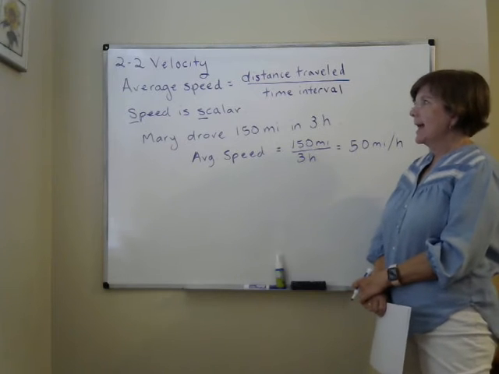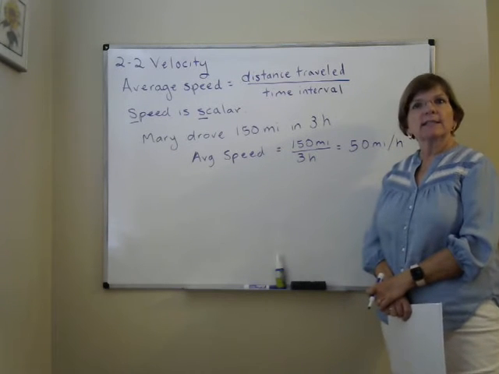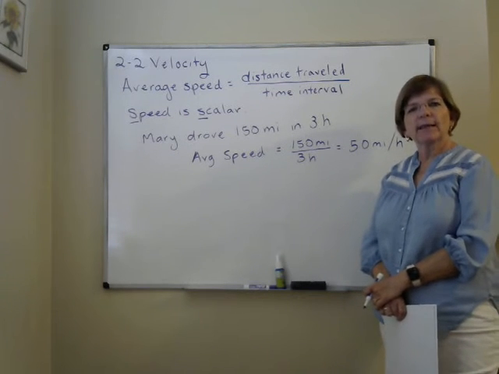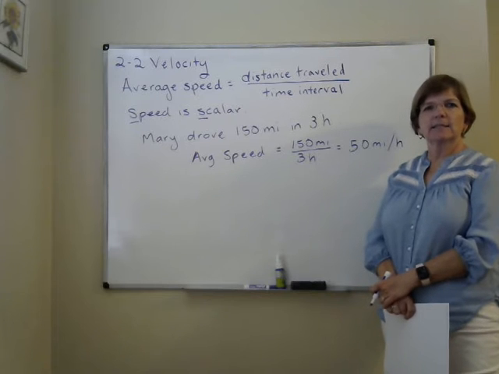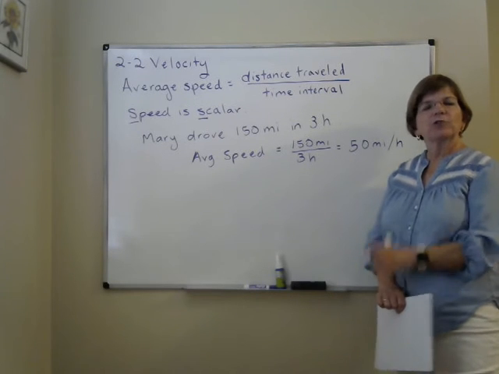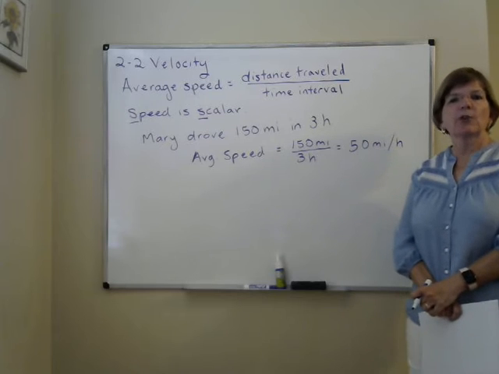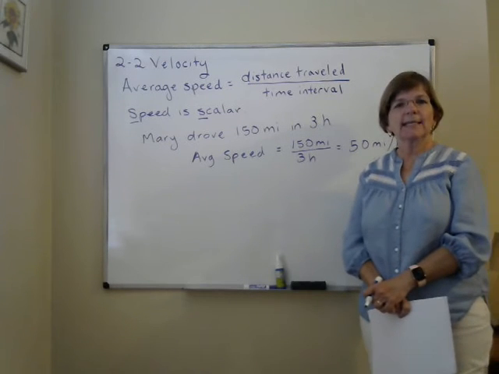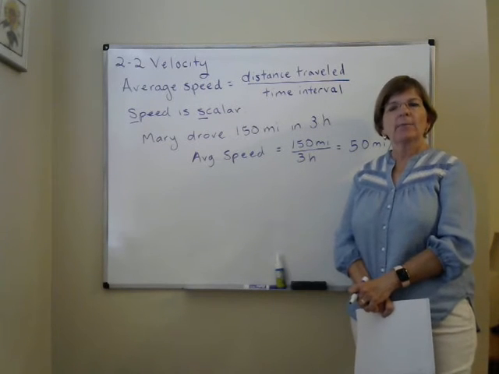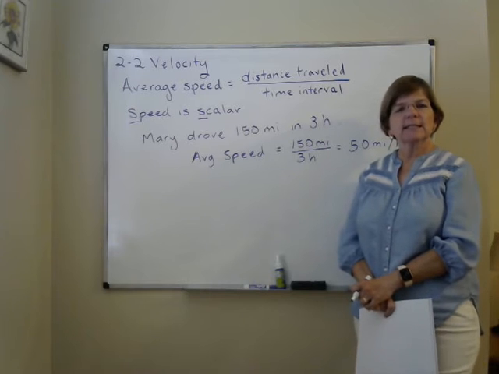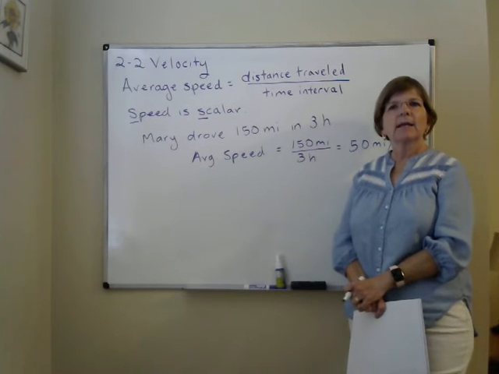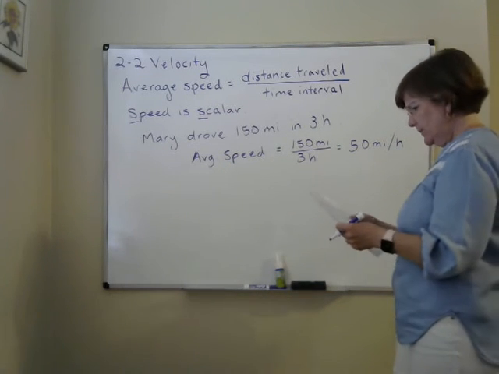So average speed tells us just that. It doesn't give us what we think of as being an instantaneous speed, which is what's happening right at that second. If you're in your car and you look at your speedometer, it will tell you an instantaneous speed. But an average speed is just the distance divided by the time, and it gives you that average.